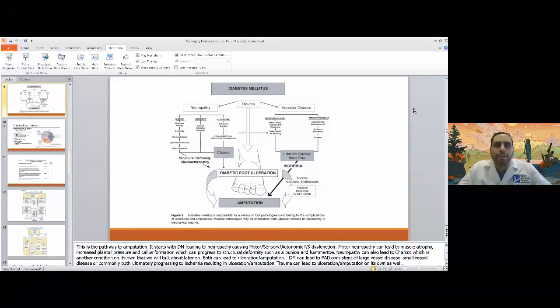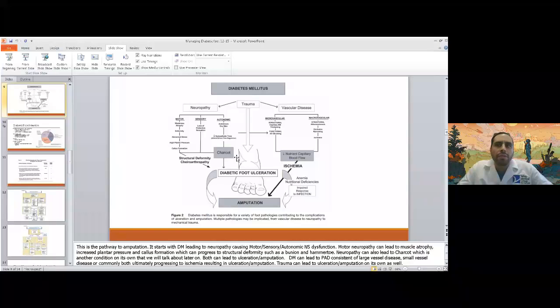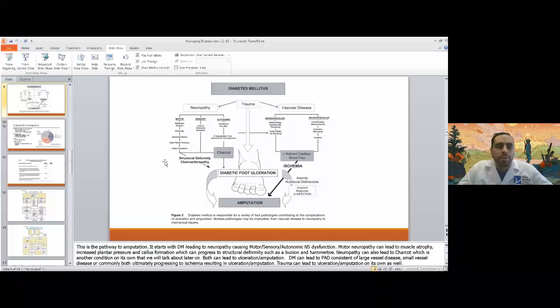Another pathway is that neuropathy can also lead to Charcot, which we'll talk about later on. Both can lead to ulceration and amputation. And then diabetes can also lead to peripheral vascular disease, which consists of large vessel disease and small vessel disease, ultimately leading to ischemia, resulting in ulceration and then amputation. And then trauma on its own can lead to diabetic ulcerations and amputation.